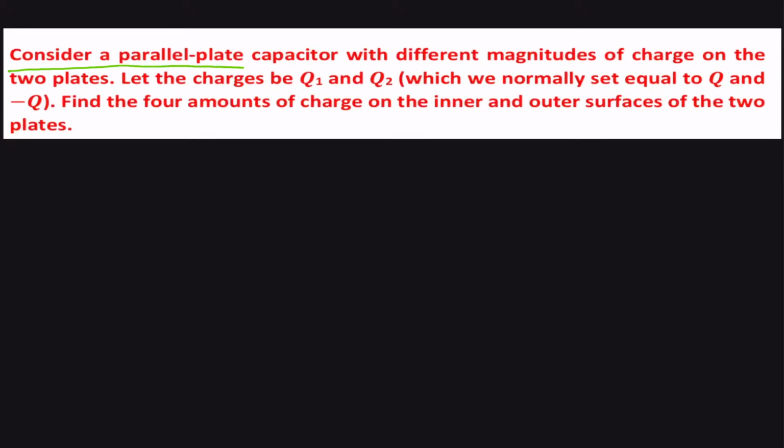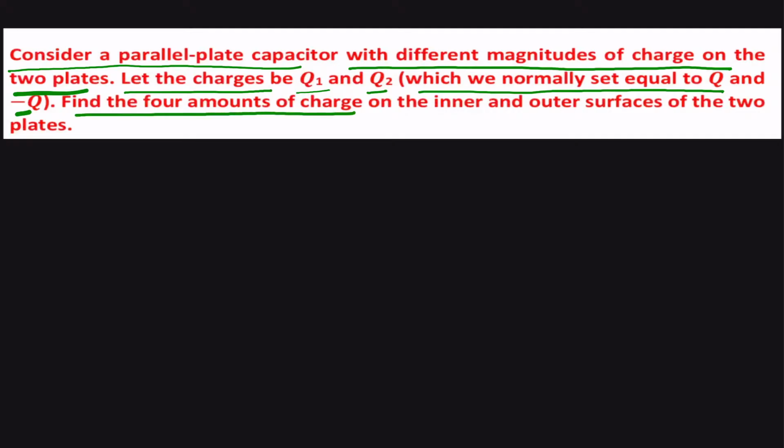Consider a parallel plate capacitor with different magnitude of charge on the two plates. Let the charge be Q1 and Q2, which we normally set equal to Q and minus Q. Find the 4 amounts of charge in the inner and the outer surface of the plates. So it has to be find the amount of the charge, not 4.